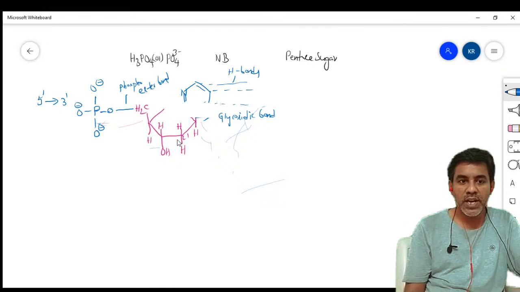In between the sugar and the nitrogen base, you will find the glycosidic bond.